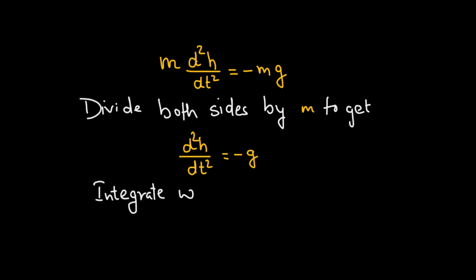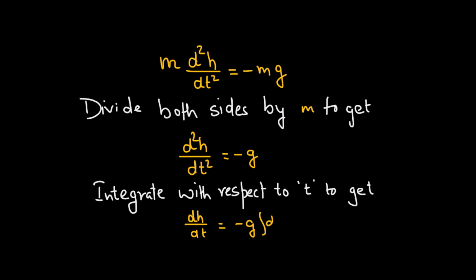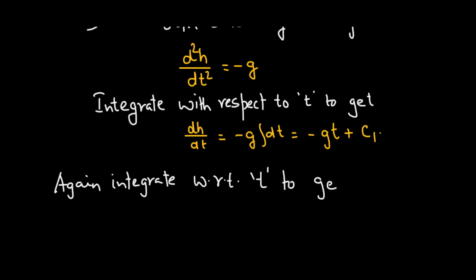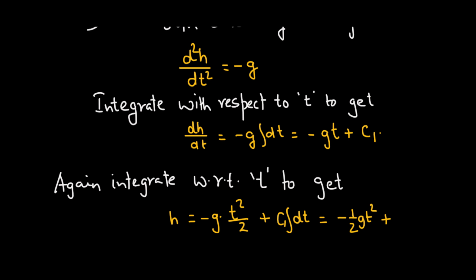Then we integrate with respect to t to get the first derivative of height with respect to t equals negative g times the integral of dt, and that is going to give us negative gt plus the constant of integration c1. Again integrate with respect to t to get h equals negative g times t squared over 2, which is the integration of t dt, plus c1 times the integration of dt. So finally we get negative half gt squared plus c1 t plus c2.